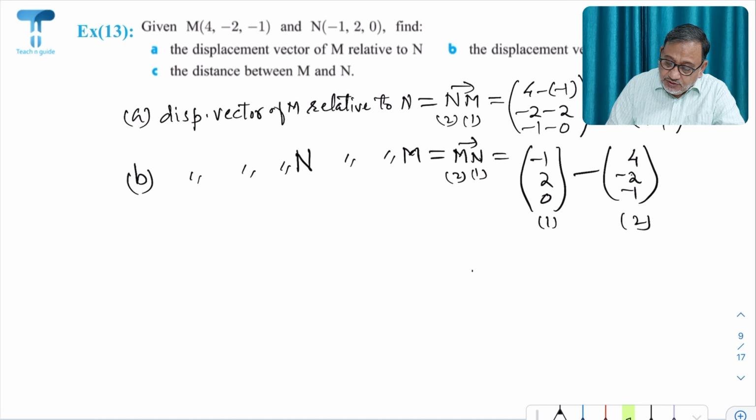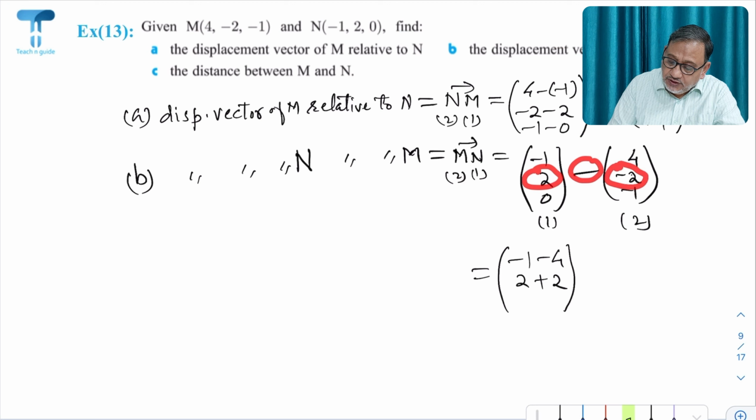So this is going to give me minus 1, look here, minus 1, minus 4, then 2 plus 2, because look here, this 2 and minus of minus 2 will be plus 2, so 2 plus 2. And the third component 0 plus 1. Look here, 0 minus of minus 1 will be plus 1, right? So I hope you understood this. So minus 5, 4 and 1.